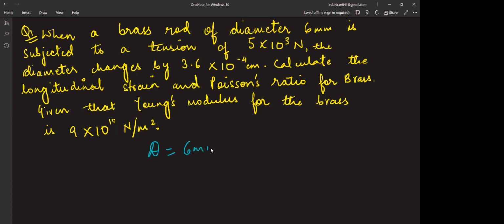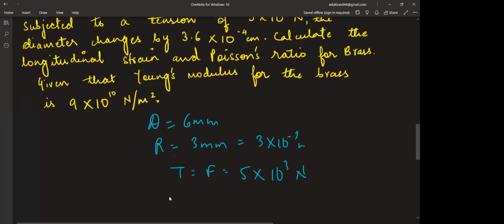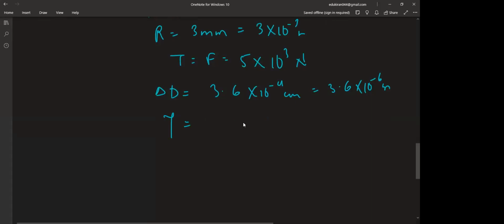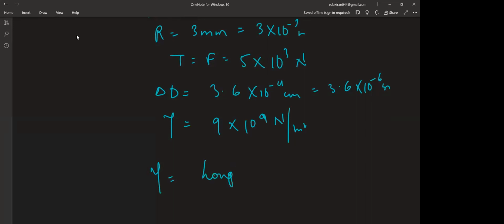See, diameter is given as 6 millimeters, so radius will be 3 millimeters. That is 3 into 10 to the power minus 3 meters. Tension, which is equal to the force, is given as 5 into 10 to the power 3 newton. Okay. And the change in diameter is given as 3.6 into 10 to the power minus 4 centimeters, which we can write as 3.6 into 10 to the power minus 6 meters. Young's modulus is also given. Young's modulus is given as 9 into 10 to the power 9 newton per meter square. So Young's modulus is longitudinal stress by strain.